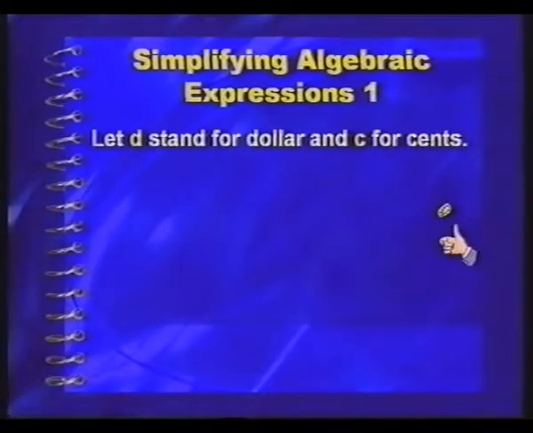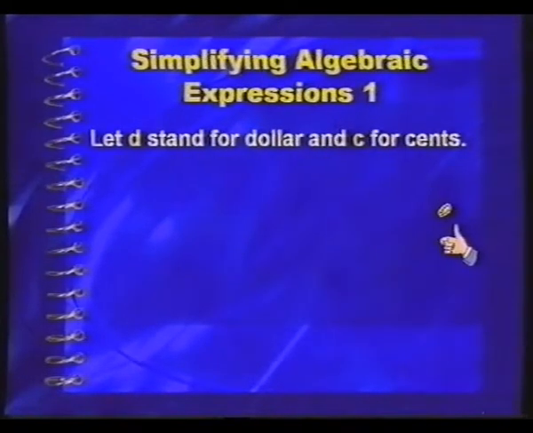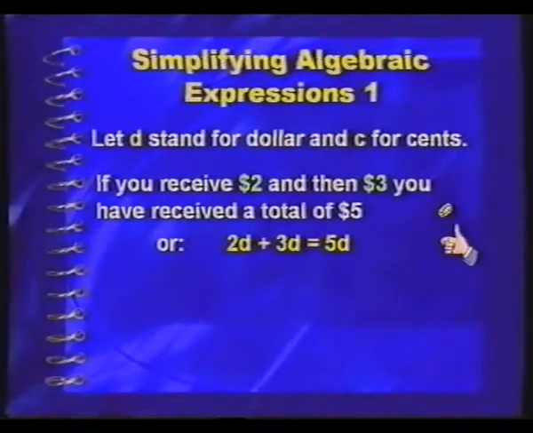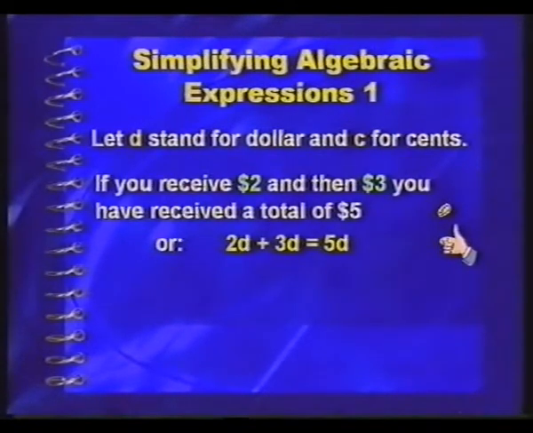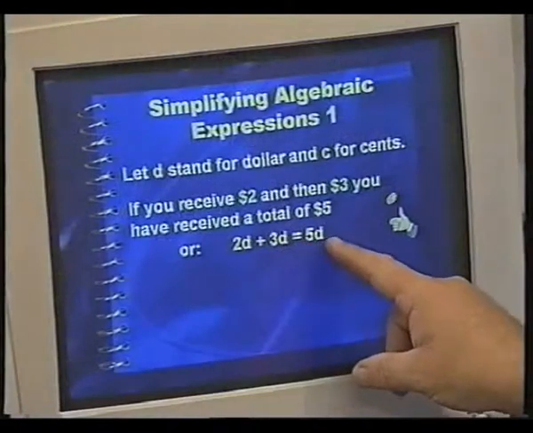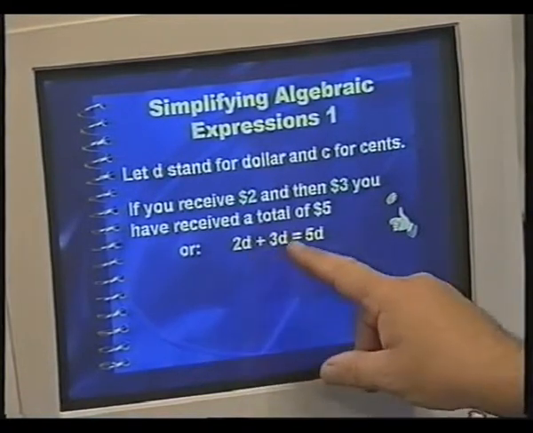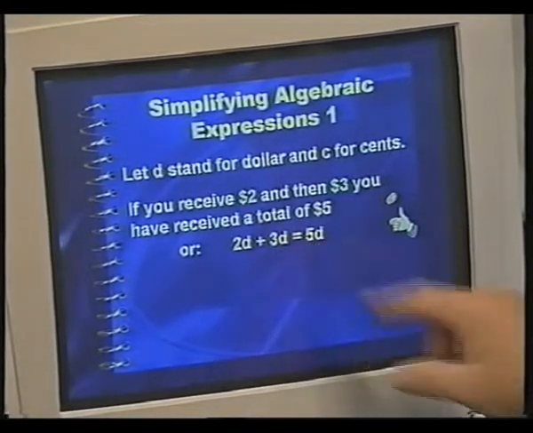We've got, for instance, D standing for dollars and C for cents. And if I receive $2 and then $3, in total I've received $5. So we can say 2D plus 3D equals 5D. See, we keep that same letter part, but we add those 2 and 3 up to get a 5.